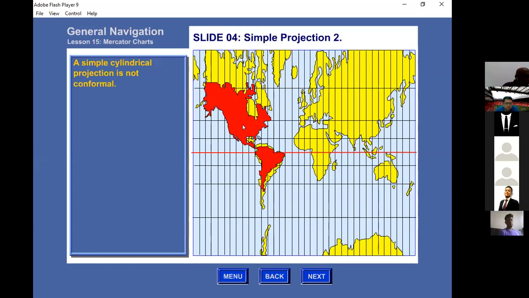So what are the drawbacks that Mercator found in this projection? One was that the shapes were not correct, as we can see in the shape of North America. The shapes were stretched out north-south, but east-west they seem to be okay. Now, they did not meet the rule of orthomorphic because the scale should be the same in all directions. That's what we said is a requirement.